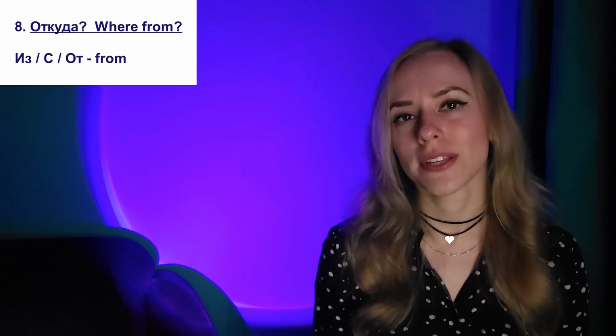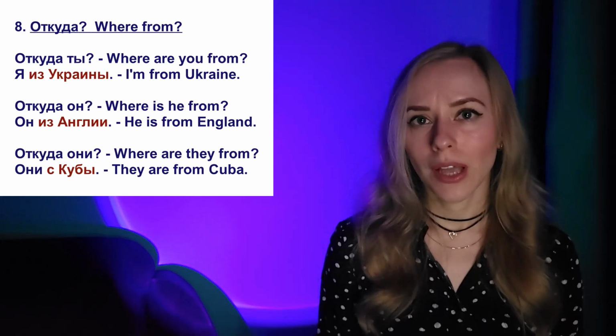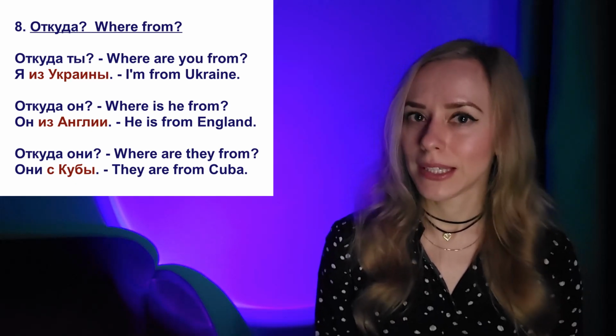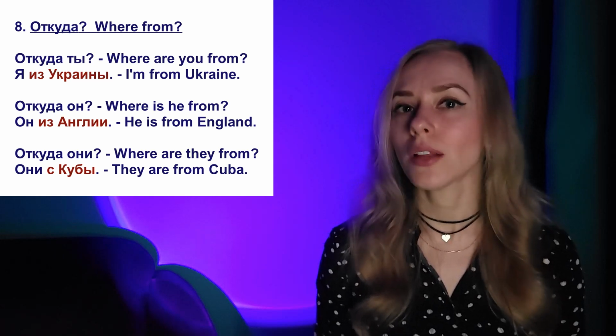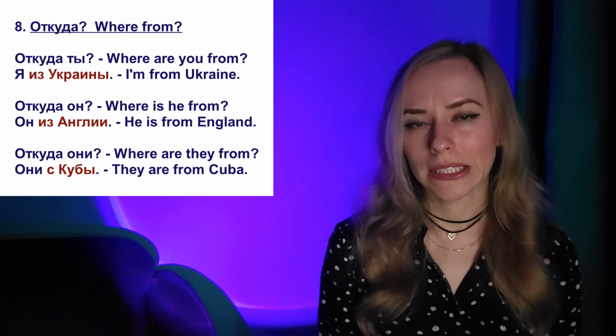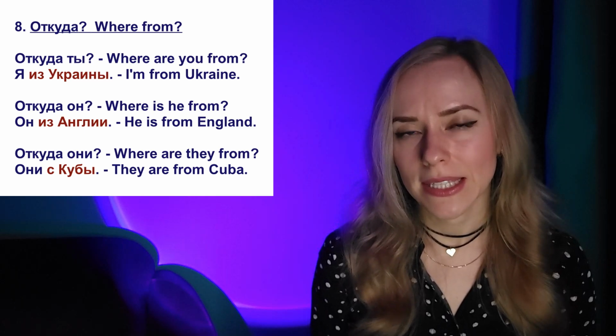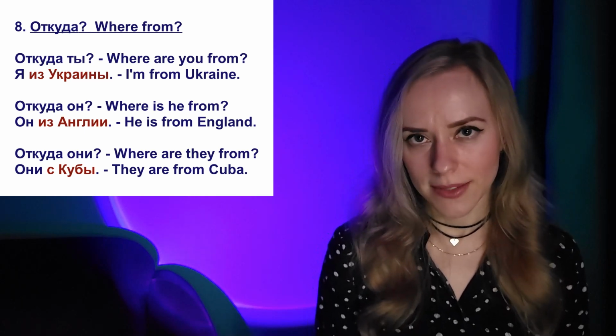The genitive case also answers the question откуда, where from. And we use these sentences with the prepositions из, с, or от. For example, откуда ты? Я из Украины. Откуда он? Он из Англии. Откуда они? Они с Кубы. And these countries in these sentences are in the genitive case.